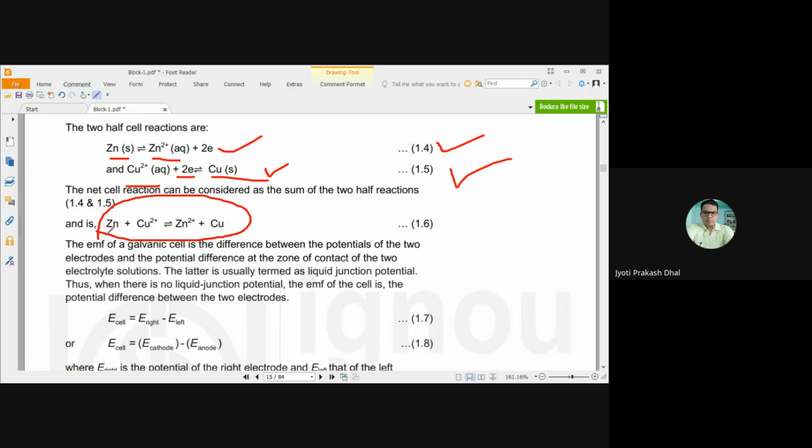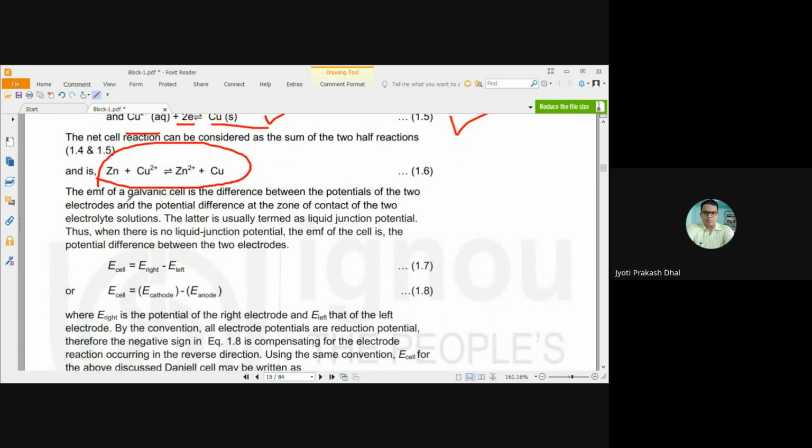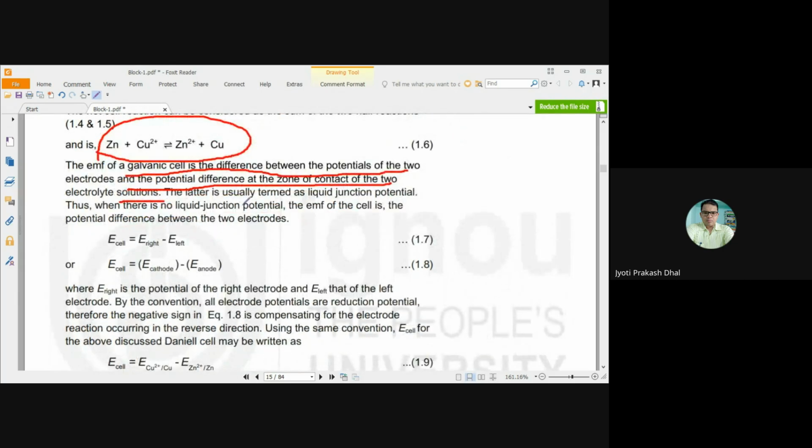The EMF of the galvanic cell is the difference between the potentials of the two electrodes, and the potential difference at the contact of the two electrolytic solutions. The latter is usually termed as LJP or liquid junction potential. Thus, when there is no liquid junction potential, the EMF of the cell is the potential difference between the two electrodes.